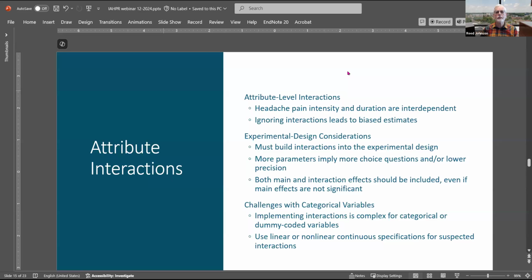All right, attribute interactions. The problem with a main effects model is that there are logical interdependencies among these things, specifically for pain intensity and duration. People can't tell you how important intensity of the pain is, or the frequency of the pain, unless they tell you the duration of it. In this particular study, we told them that all of the headaches had the same duration and the same intensity. All that varied was the frequency.